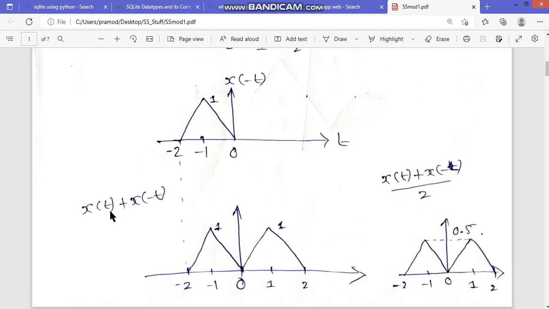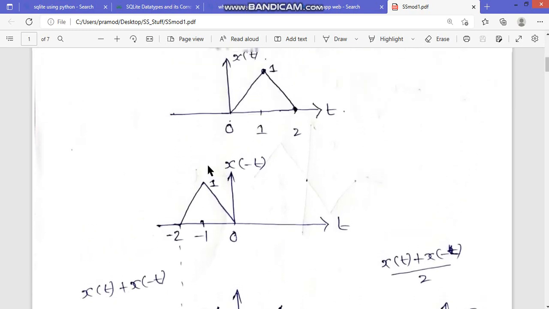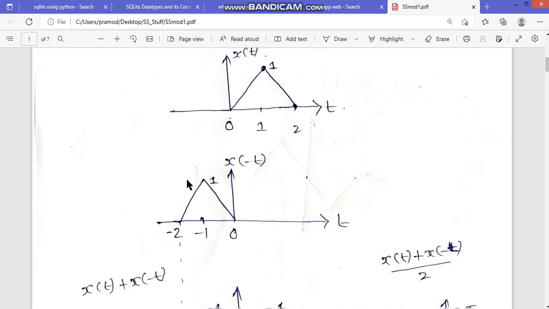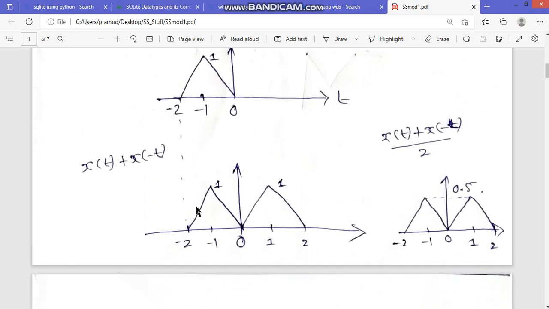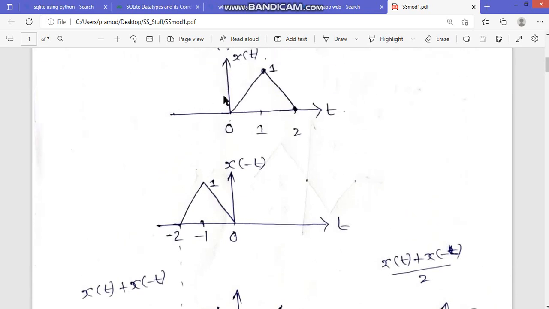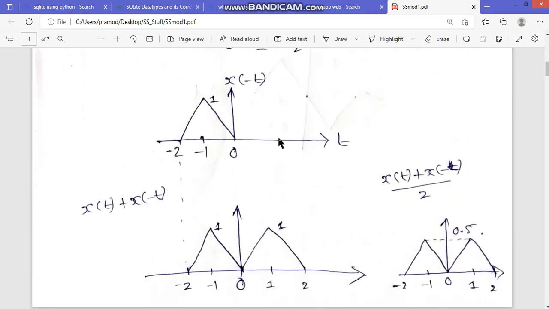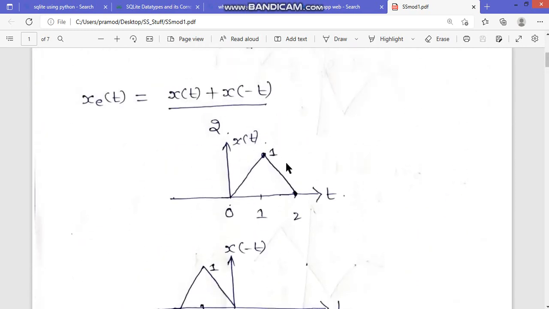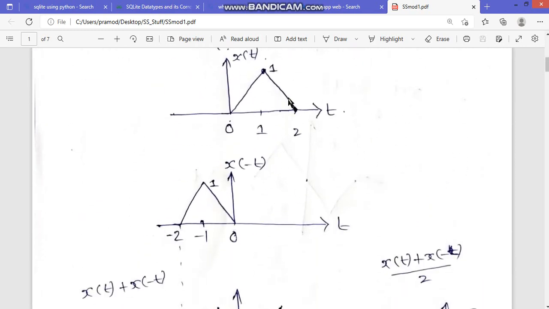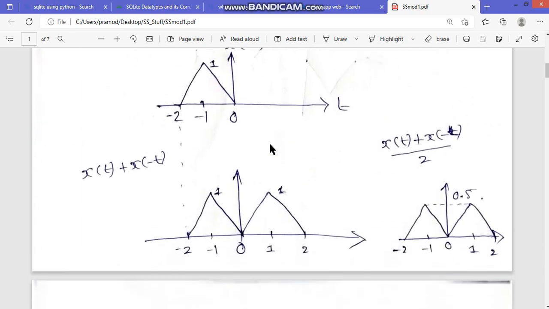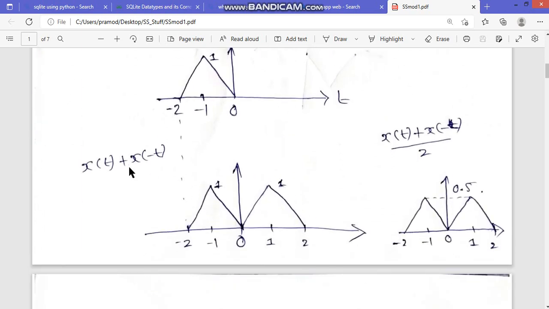So I am writing here x of t plus x of minus t. I have added the signal from minus 2 to 0, so I got this one. There is no change because there is nothing in here. And when I add 0 to 2 with nothing, this is 1 now and this is 0 now, so we will get back this signal, right? So you got this signal back. Now we found x of t plus x of minus t and we obtained this signal.